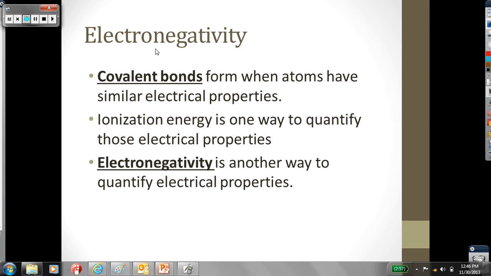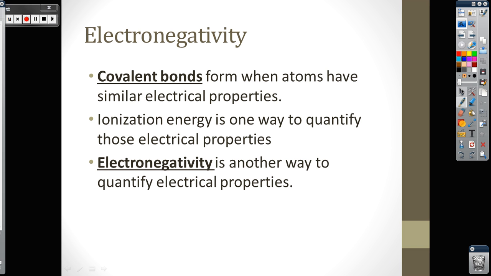So now we're going to talk about electronegativity. We already talked a little bit in previous lectures in class about something called covalent bonds. And we said that covalent bonds form when atoms have similar electrical properties. Ionization energy was one way to quantify those electrical properties. So atoms that had similar ionization energies would form a covalent bond. Atoms that had very, very different ionization energies would not form a covalent bond.